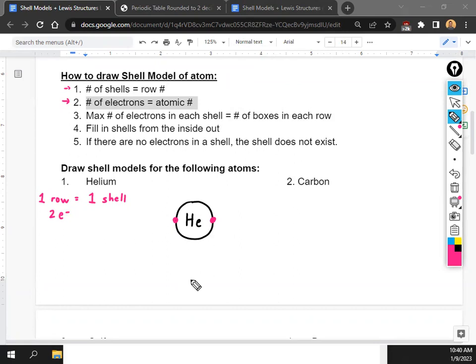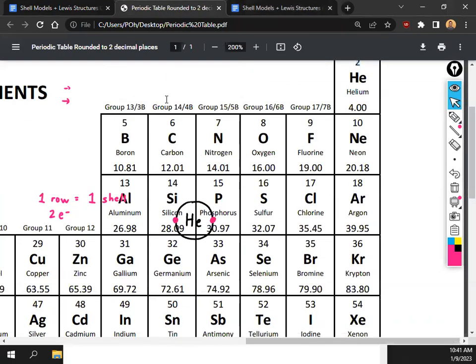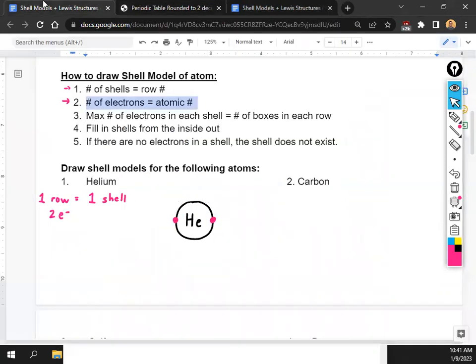Okay, let's do another example. This one's going to be a little bit trickier. It's going to be carbon. Okay, so I want you guys to take a look at your periodic tables again and find carbon. Okay, so if we look at carbon, carbon is right here. Now, let's start with the rows. Which row is carbon on? Yeah, the second row, row 2, right? Because this is the top row, the second row. So that means carbon is going to have 2 shells, right? So it's on the second row. So it's going to have 2 shells. Okay, good catch on that.